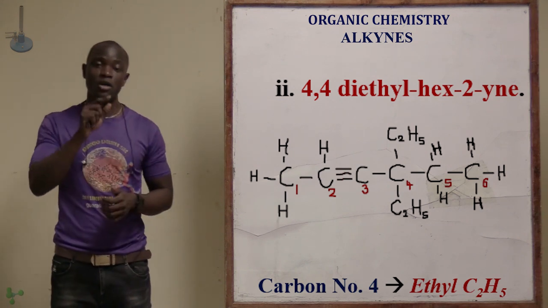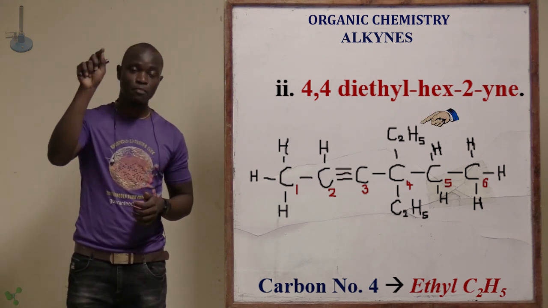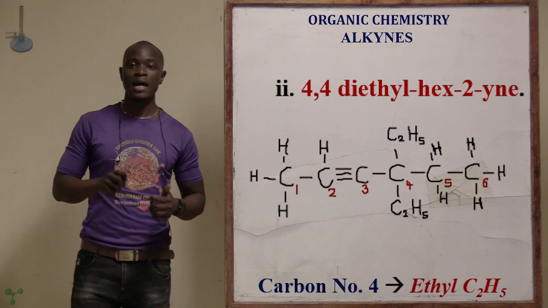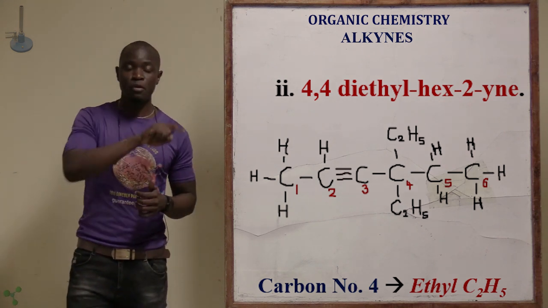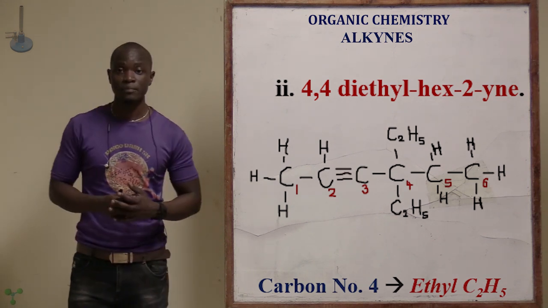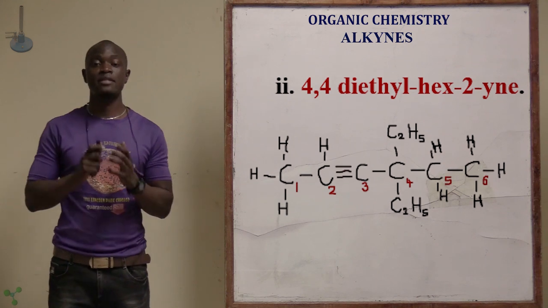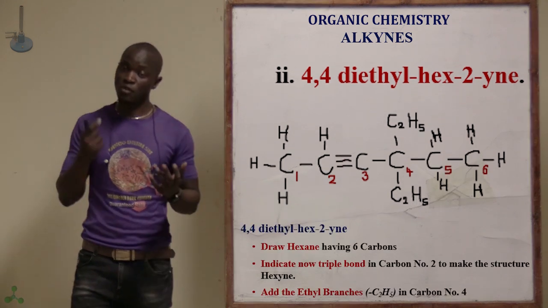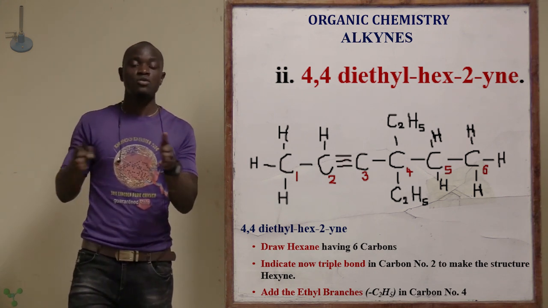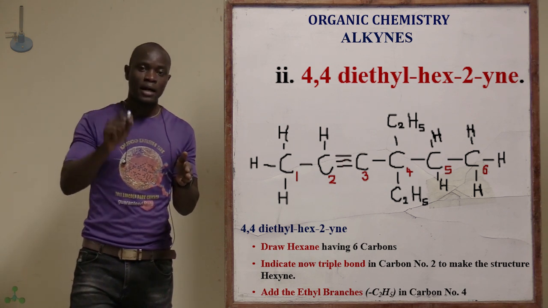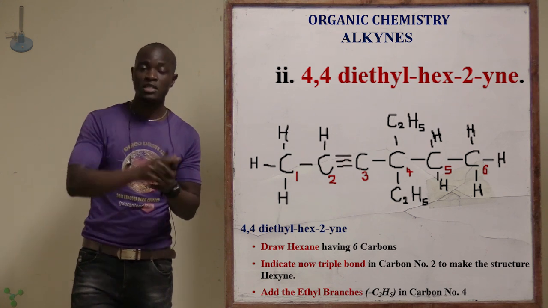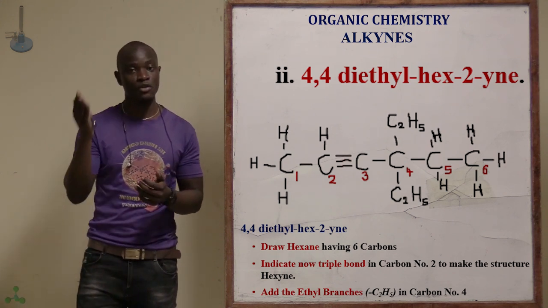After locating carbon number four, draw the first branch on the top side, write that branch C2H5, and below it draw the other branch C2H5. Now the other covalent bonds that have not been populated, populate them with hydrogen. And simply, that's the structure of 4,4-diethylhex-2-yne. It's as simple as that. First of all, you draw the longest carbon chain. After drawing the longest chain, draw the triple bond. Go back to the statement, get the triple bond, it's in carbon number two, draw it, and then draw the branches.